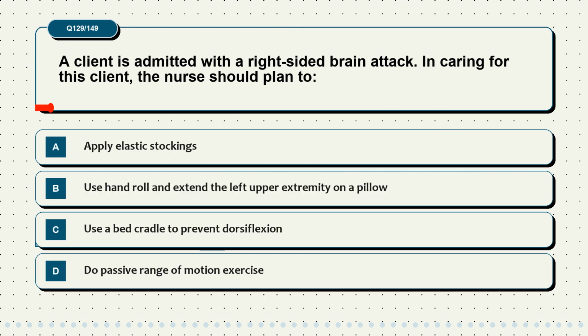Question 129. A client is admitted with a right-sided brain attack. In caring for this client, the nurse should plan to. Here are the options. Option A. Apply elastic stockings. Option B. Use hand roll and extend the left upper extremity on a pillow. Option C. Use a bed cradle to prevent dorsiflexion. Option D. Do passive range of motion exercise.